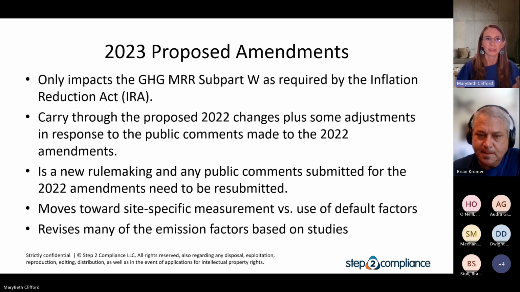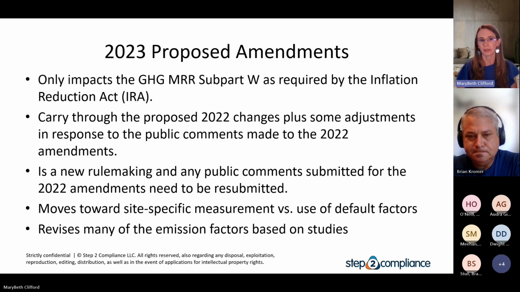And one of the big things with this is that they have moved towards site-specific measurement versus the use of default factors. Now, they do still have a lot of default factors that can be used, but they provide alternative routes to using continuous monitoring data and other measurement opportunities to get more site-specific. They also have you documenting at a more localized level to either the well pad or the tank battery or the compressor station. And they have revised many of the emission factors based on studies that have been completed over the last couple of years.